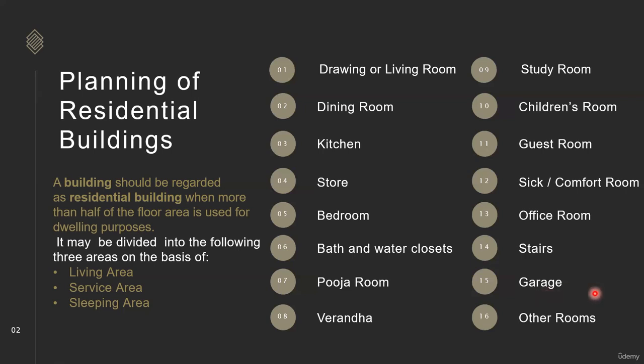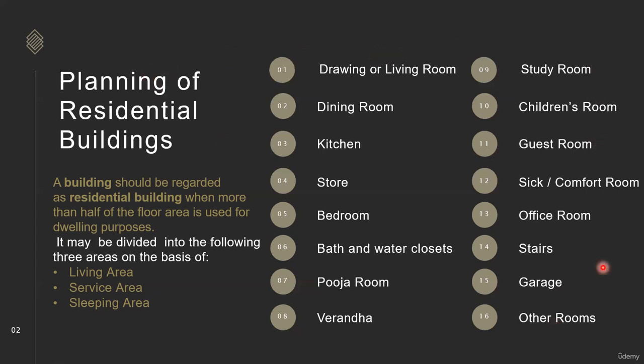Next one is the garage room. For parking of two-wheelers or four-wheelers, we require the garage room. And for storage of whatever equipment there is, we can use it as a garage. Next, other rooms. What is meant by other rooms here? Other rooms means pantry rooms, dressing rooms, hobby rooms, ladies rooms. That depends upon the requirement of the clients. We can provide that.